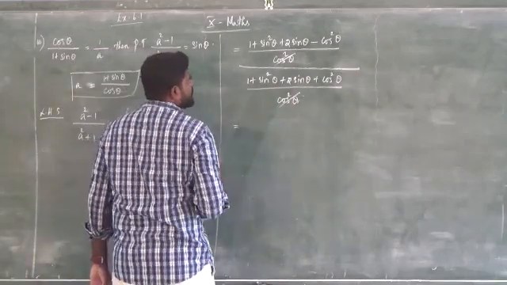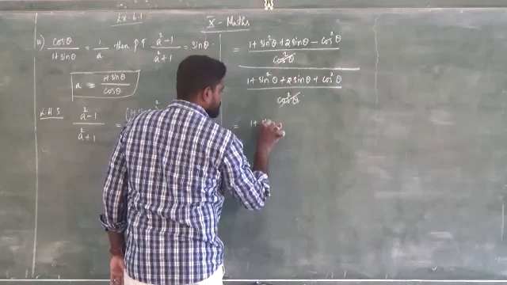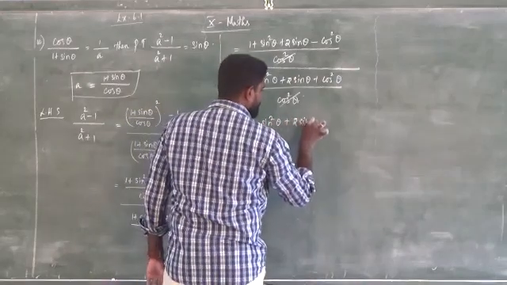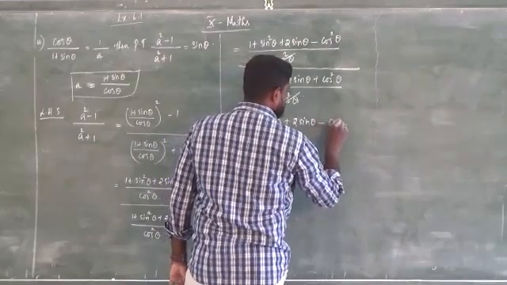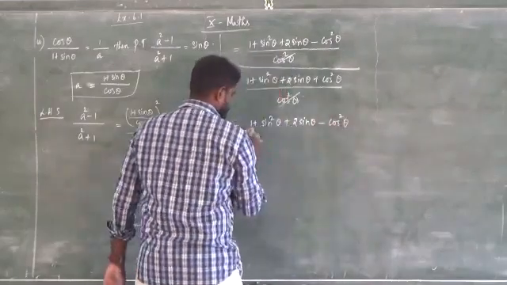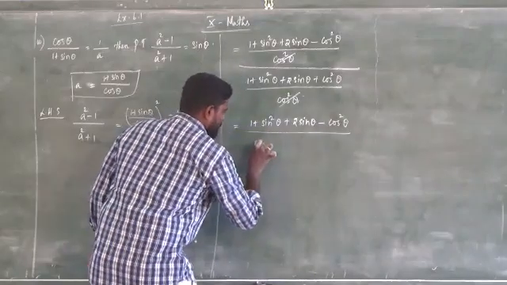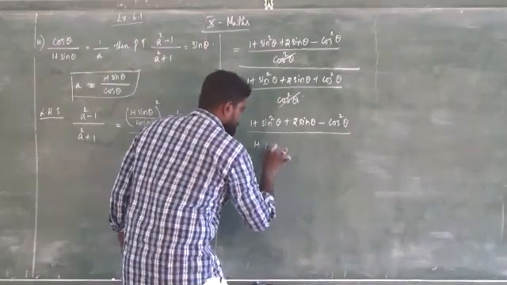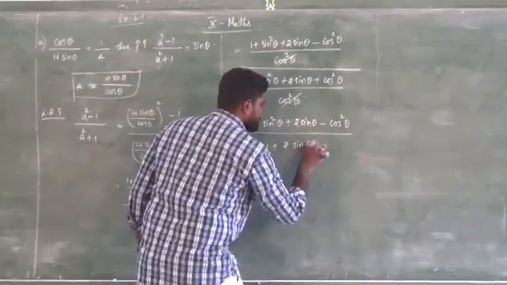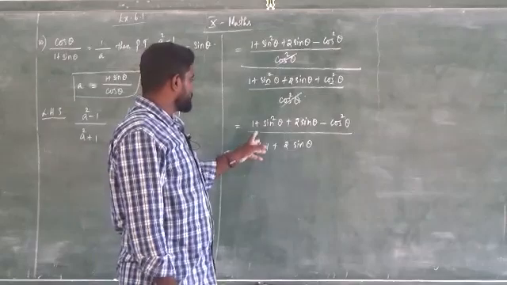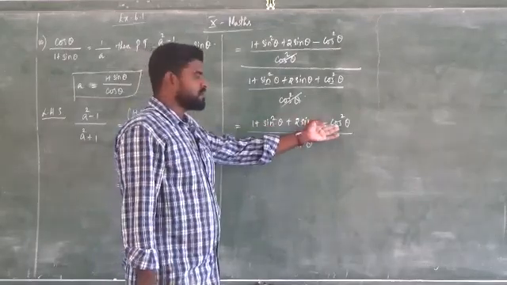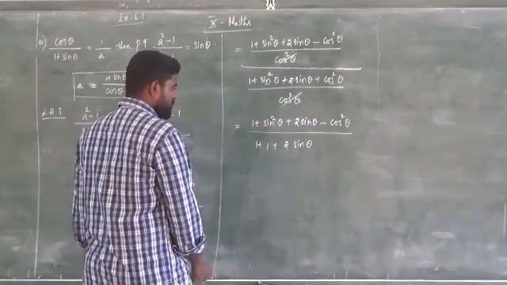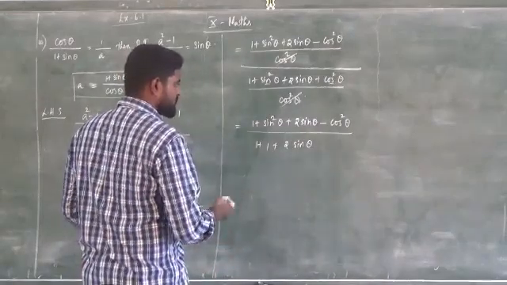So what is remaining in the numerator? 1 plus sin square theta plus 2 sin theta minus cos square theta, by 1 plus sin square plus cos square, it is 1 plus 2 sin theta. But in the numerator, we cannot take sin square minus cos square as equal to 1. So what I am going to do, change in terms of sign.